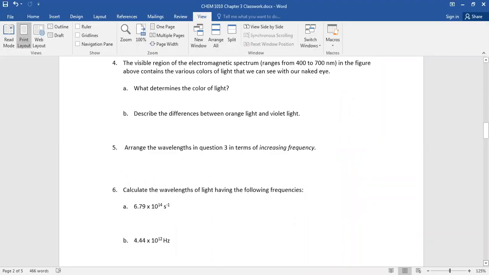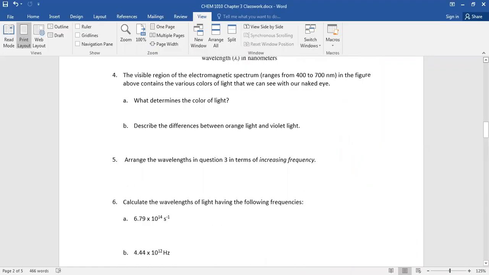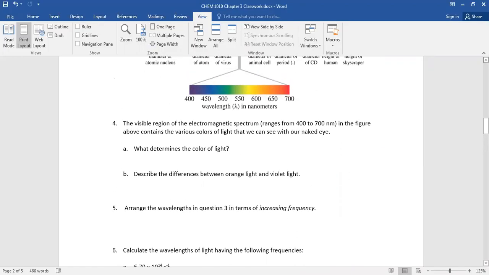And so we looked at the visible region of the spectrum with its wavelengths ranging between 400 and 700 nanometers. And so what determines the color of light is going to be the wavelength. Therefore, if we want to describe the differences between orange light and violet light, orange light is going to have a longer wavelength than violet light, but orange light is going to have a lower frequency than violet light.